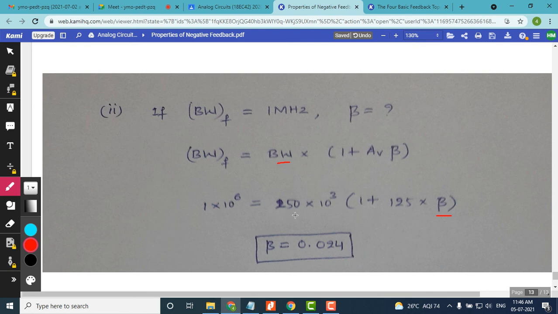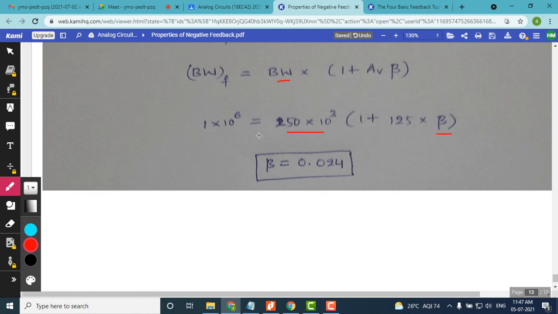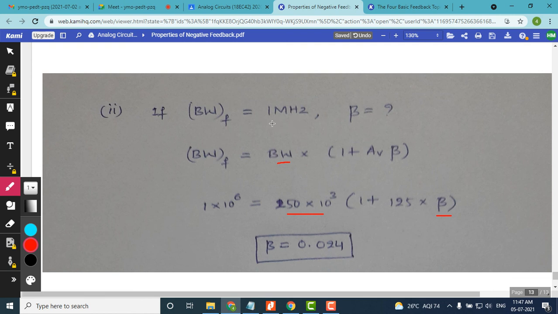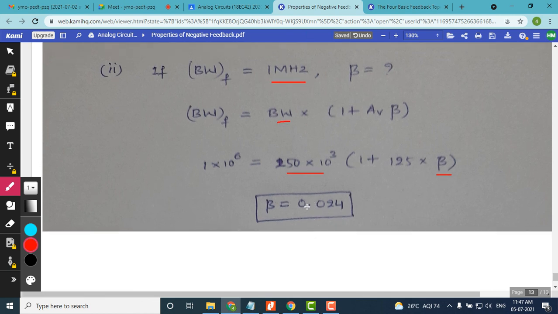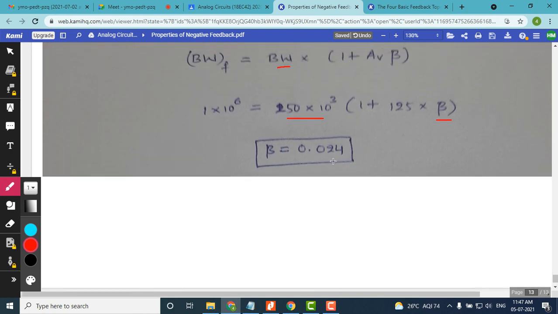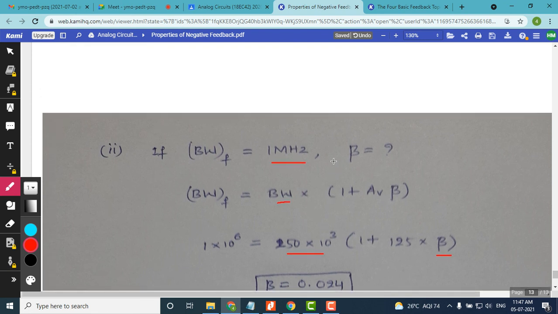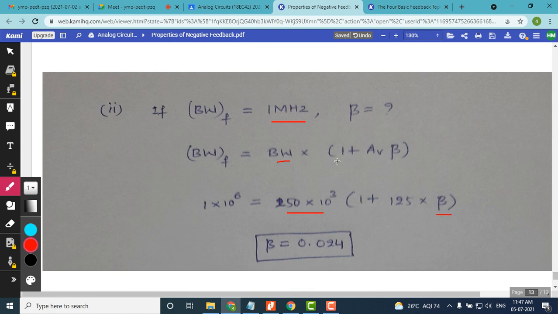Okay, so you can see here the bandwidth without feedback is given as 250 kilohertz, and finally we get the value of β as 0.024. So in order to have a 1 megahertz bandwidth limit, we need to have a feedback network gain β of 0.024 here. I think we will stop here at this point of time. We have covered almost all properties of a negative feedback amplifier. If there are any questions, you can take them up.